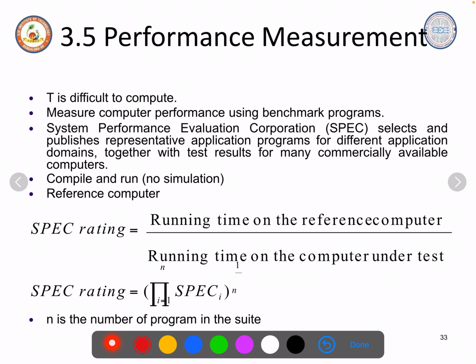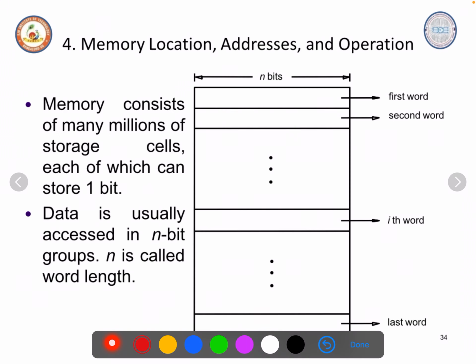So the SPEC rating is something which you can calculate. It is the running time on a reference computer with respect to the running time on the computer under test. For n programs in a suite, the SPEC rating is the product of the ratings of each and every program. You can calculate this and specify the performance measurement.